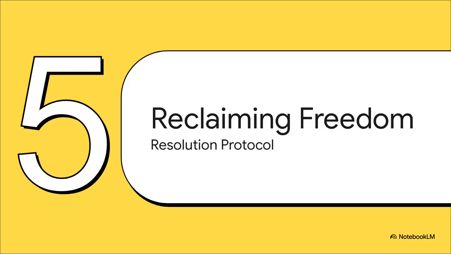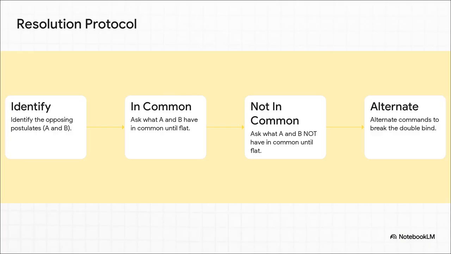Finally, Section 5, Reclaiming Your Freedom, the Resolution Protocol. We are shifting now from all the diagnostics to the highly technical protocol for practically escaping the tube. This is the exact mechanical procedure to resolve that deadlock. First, you identify the opposing postulates. Let's just call them A and B. Then, you use a strict creative process. You ask yourself, what could A and B have in common? And you run that until there's no more change, effectively filling the null class.